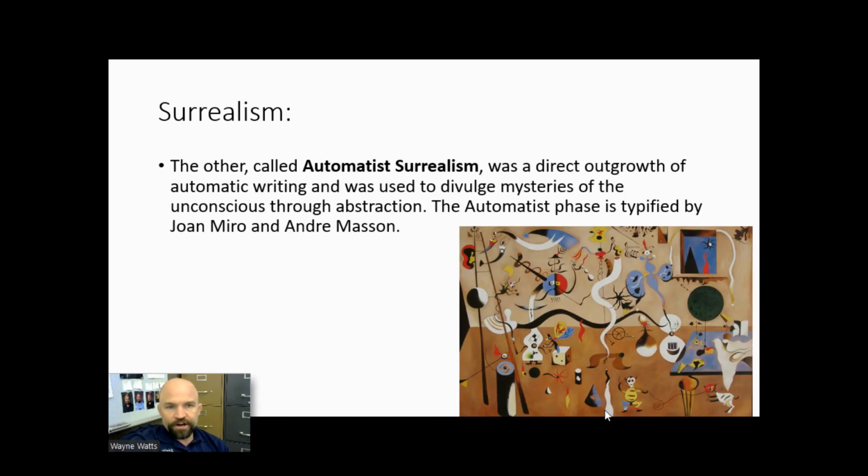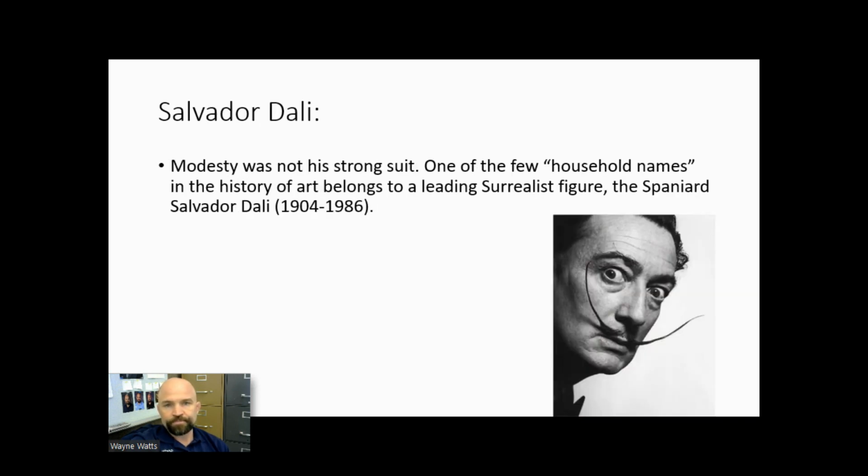The other, called automatist Surrealism, was a direct outgrowth of automatic writing and was used to divulge mysteries of the unconscious through abstraction. The automatist phase is typified by Joan Miro and Andre Masson.